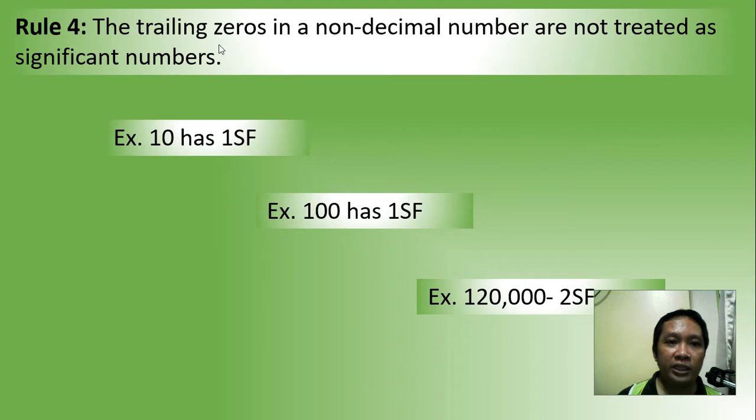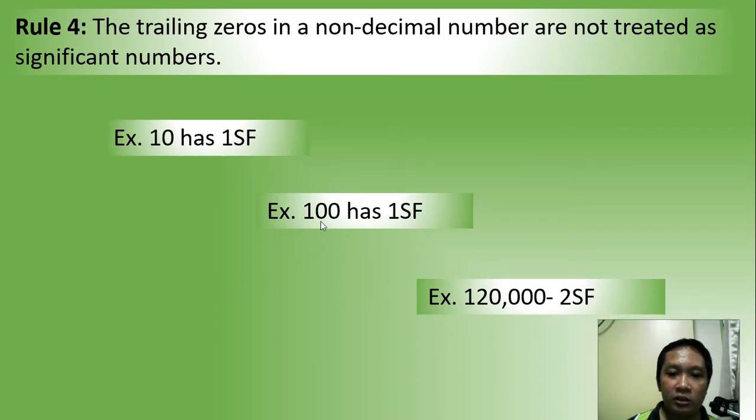Okay, next, rule number 4. Rule number 4 tells us that the trailing zeros in a non-decimal number are not treated as significant numbers. So you will notice 10. There is no indicator of the presence of the decimal point. There is no dot here. The same is true with here, and the same is true with here. So it simply implies that only 1 is the significant figure because there's no decimal point.